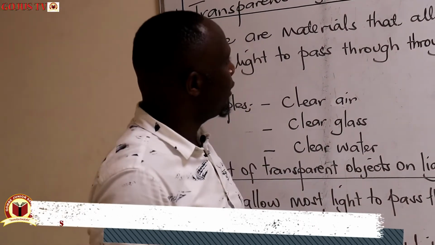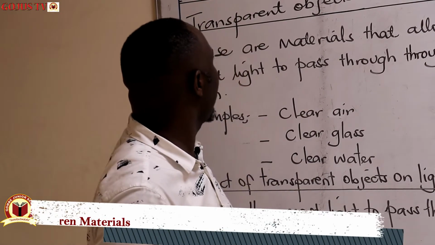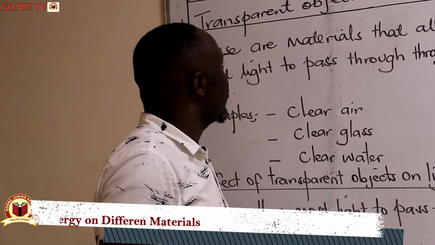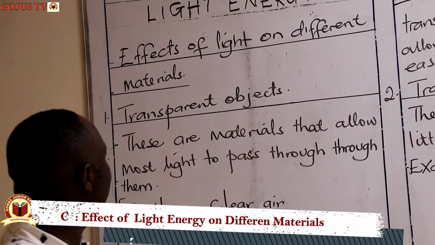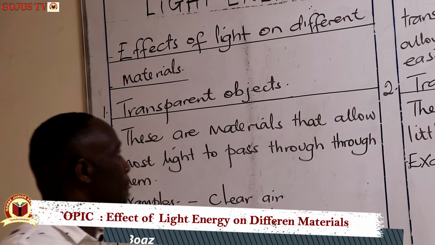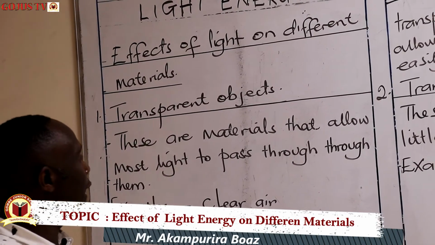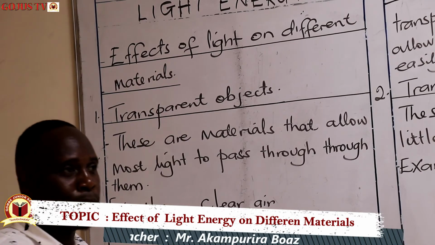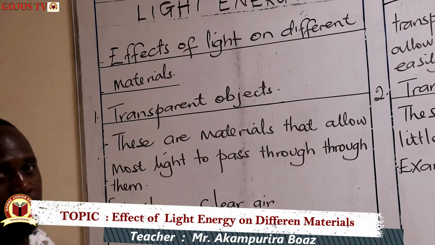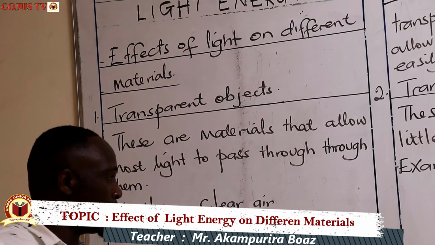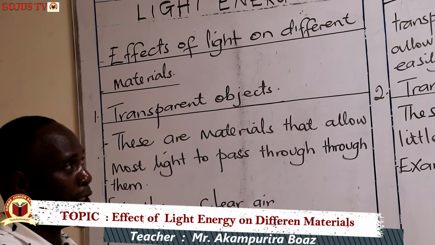In the third session, we talked about rays and beams. And in this session, we are going to talk about the effect of light on different materials, the effect different materials have on light, and these materials have been grouped into three. We have the transparent objects, we have the translucent objects, and the opaque objects.